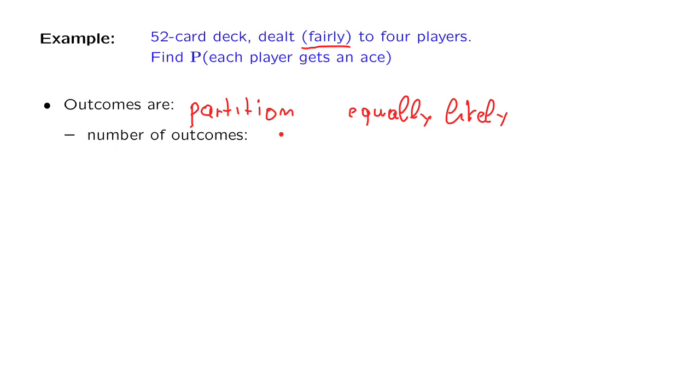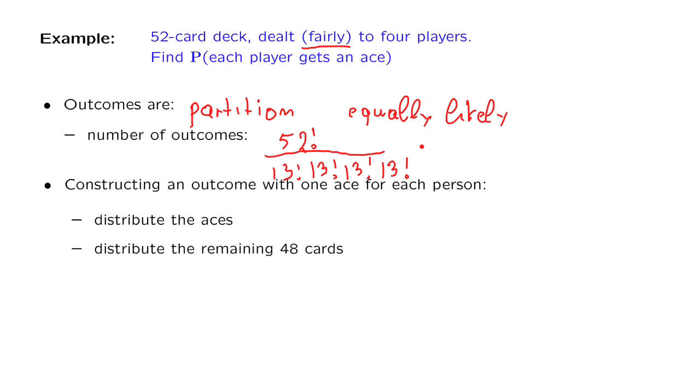The number of outcomes, the number of partitions of 52 items into 4 persons, where we give 13 cards to person 1, 13 cards to person 2, 13 cards to person 3, and 13 cards to person 4. The number of possible ways of doing this is equal to this multinomial coefficient. So now let us count the number of outcomes that belong to the event of interest, namely the outcomes where each person gets an ace.